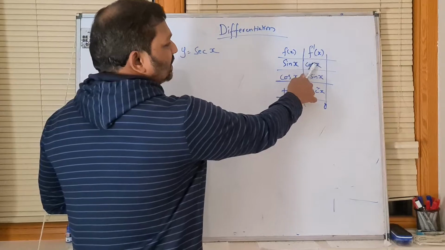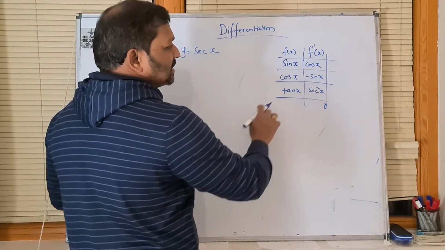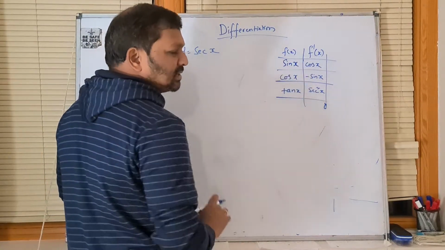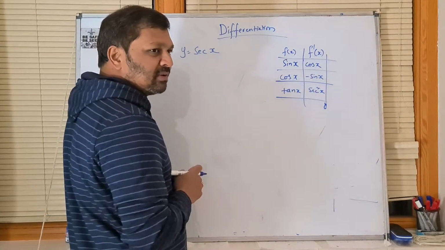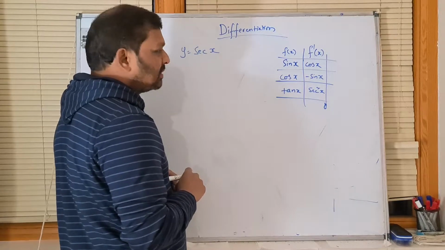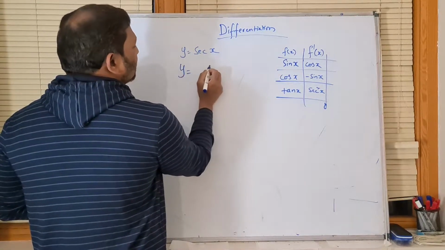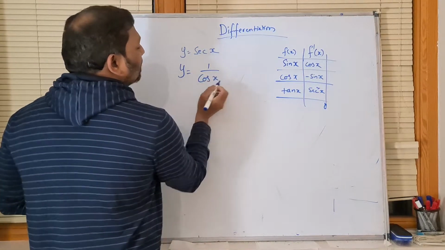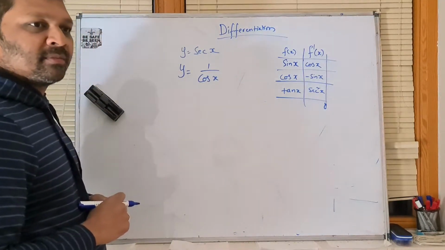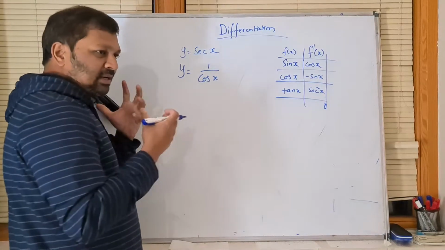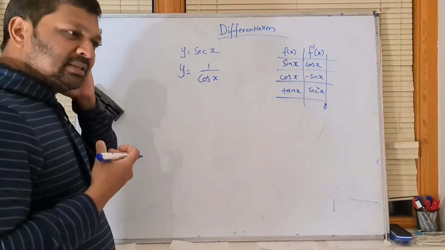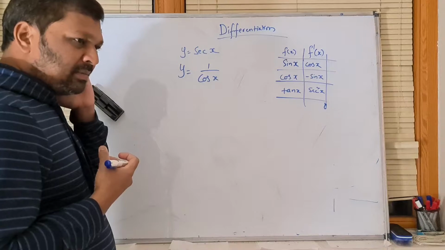See, the differentiation of sin x is cos x. From this, can you tell the differentiation of cos x? You cannot tell how the minus came in and where it came from. So the same thing you can also write as 1 by cos x. Secant x, you can write it as 1 by cos x. That's where you need to manipulate things as per your requirement.